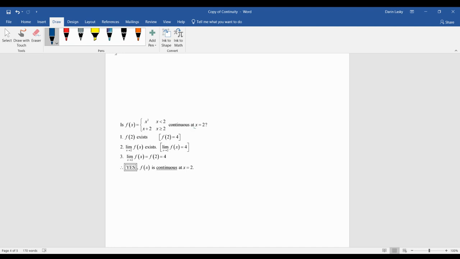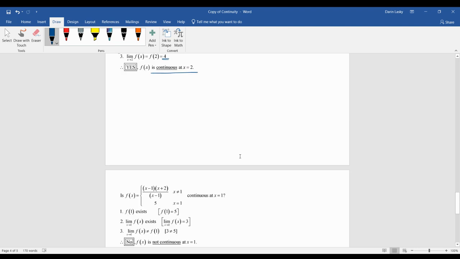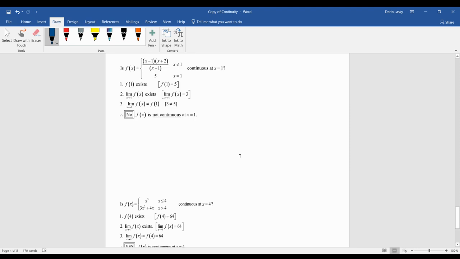If I plug in, I want x equal to 2, so I'm going to use this one. So I plug in 2. 2 plus 2 is 4, so that gives me that one there. And then my limit as x approaches 2, does it exist? So if you graph this thing out, it is going to approach 4. And so since the input is the same as the limit, then we can say, yes, it is continuous at x equals 2. So each time we just keep doing the same thing over and over.